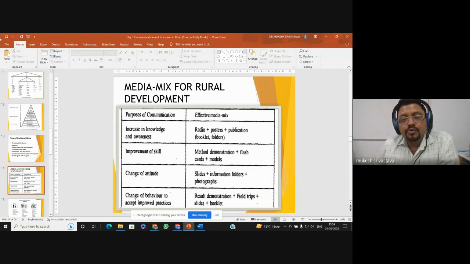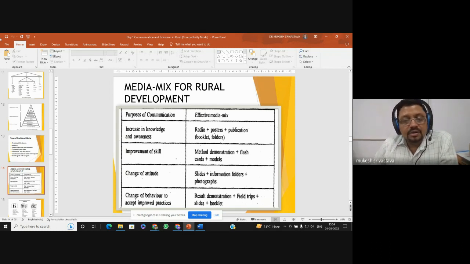If you want to improve some skill, obviously, if you give some information using radio and poster for improvement of the skill, that will be less accepted by these people. So what is the correct method? Method demonstration, flashcards and models will work more efficiently for improvement of those skills, if you have the purpose of improving their skills.